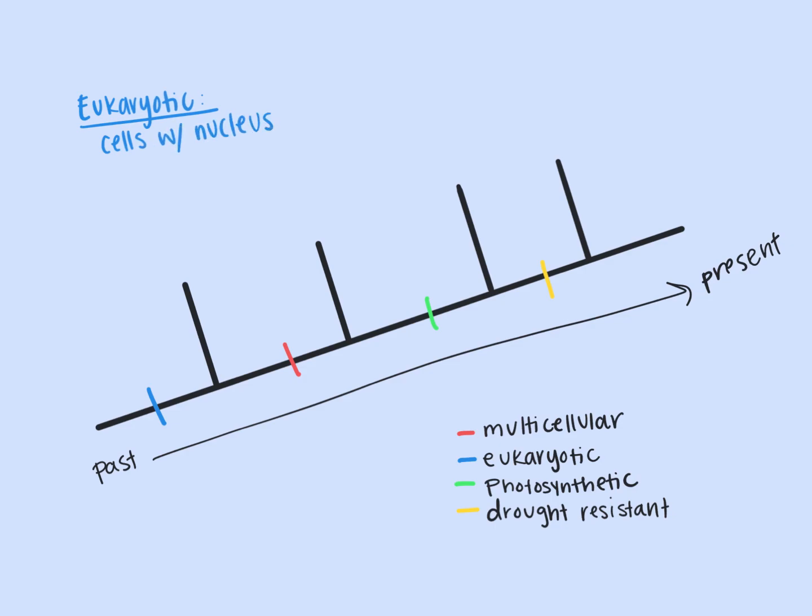So if we hear eukaryotic, that means that an organism is made up of cells that have a nucleus. So any multicellular organism like us, we are eukaryotic. A way that you can remember this is: you are eukaryotic. It's kind of like a trick that you can use to remember that.